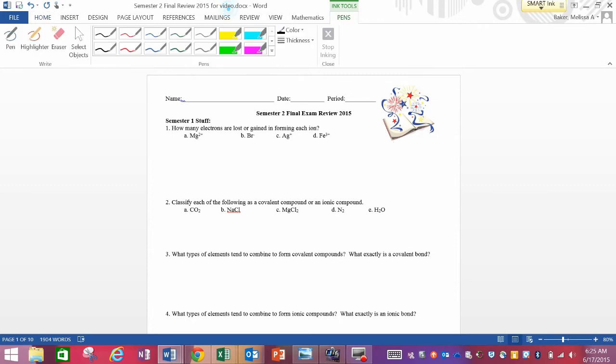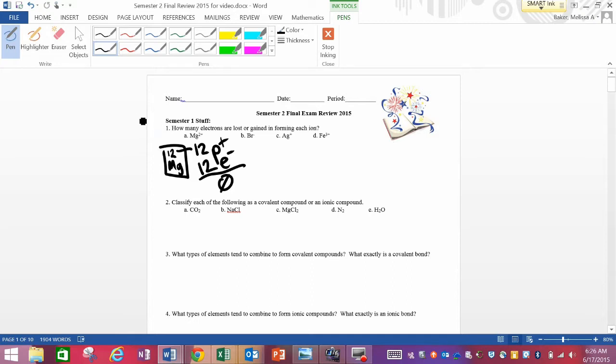First of all, question 1 says, how many electrons are lost or gained when you see each of these ions here? So let's do a little refresher. Magnesium is number 12 on the periodic table. What that means is that it usually has 12 positive protons, and if it's a neutral atom, it has 12 negatively charged electrons. 12 positives and 12 negatives adds to 0.